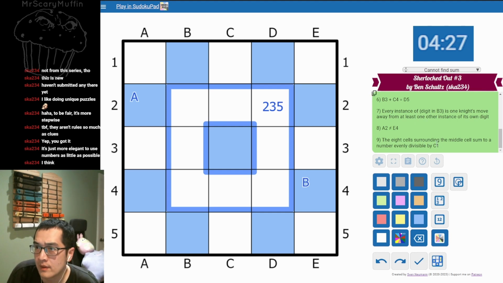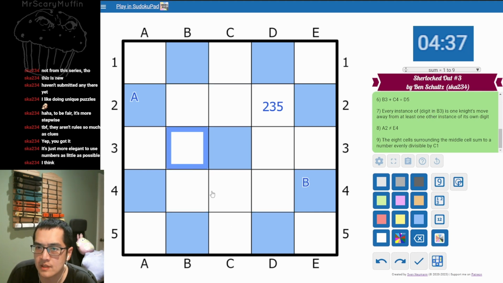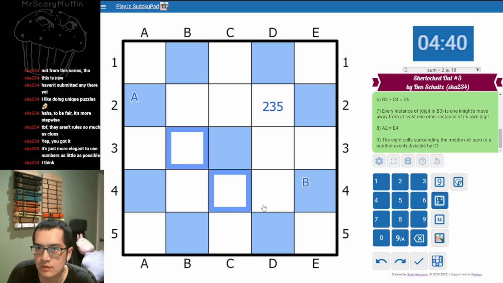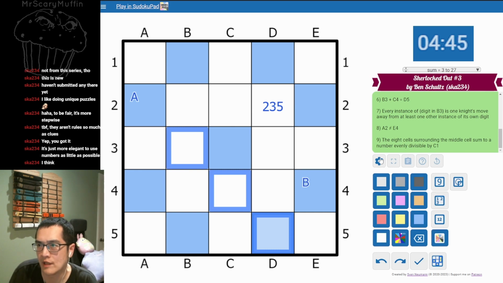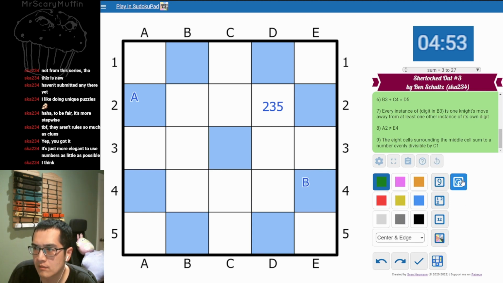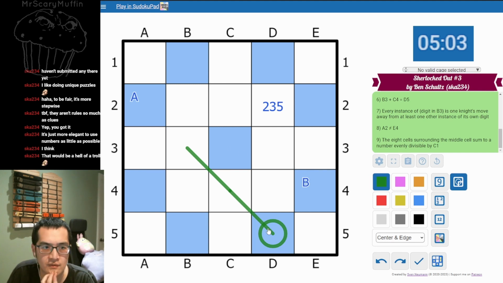Let's move on. B3. Oh yeah, this one I was looking at before. That was kind of interesting. Right, because B3 plus C4 equals D5, okay? We can almost just draw an arrow, literally, in here, following that clue. There's my pen tool, here we go. Yeah, we got an arrow, let's go. D3 plus C4 equals D5.